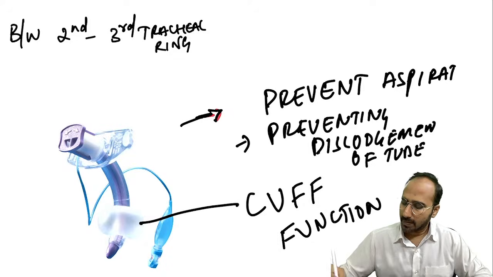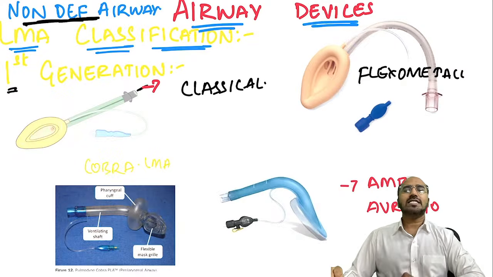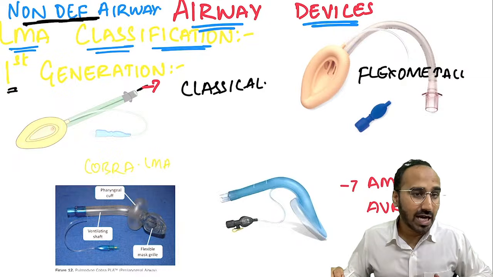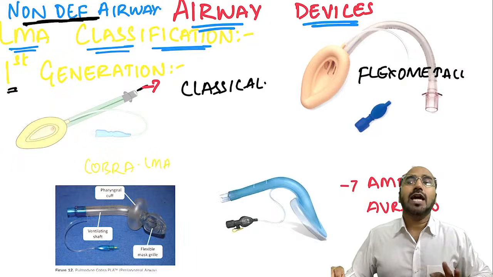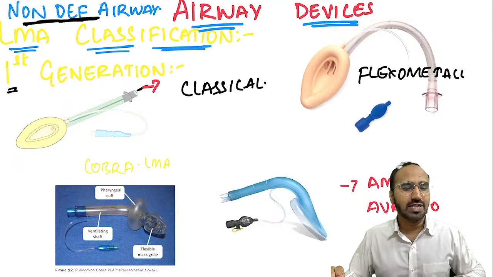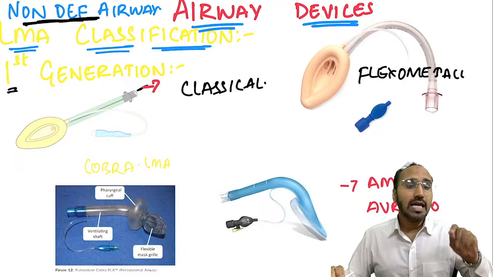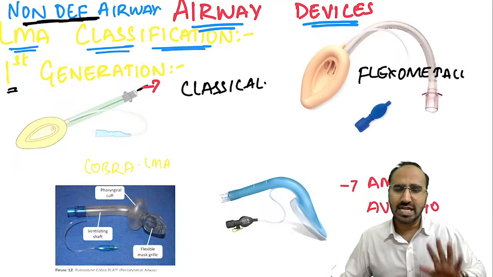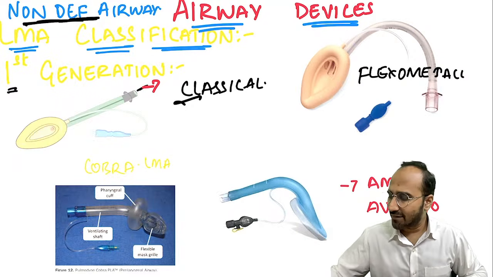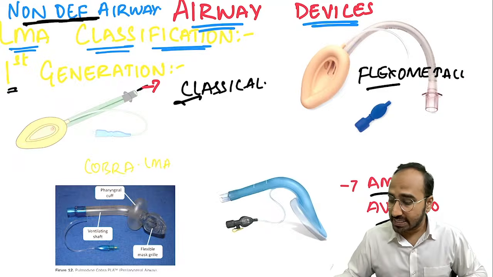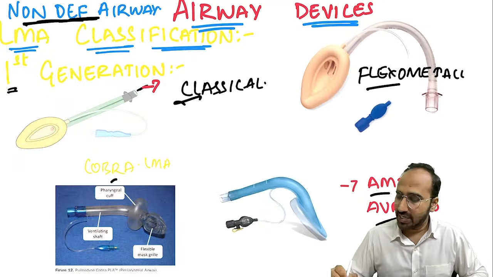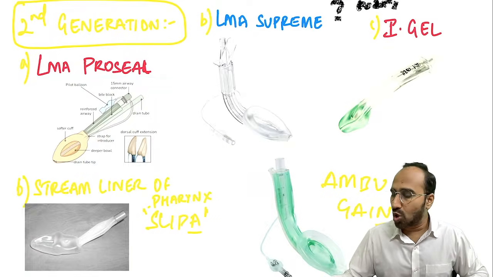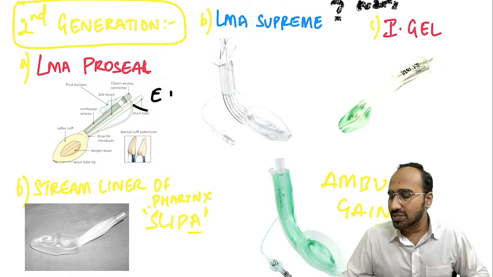Okay. Now, as we were discussing about LMAs, guys, remember our plan B was to introduce LMA. LMAs are of 2 types, first generation or second generation. First generation, when will we call? If only one opening is there, first generation. If one more opening you add, second generation. So LMA Classic is there, Flexometallic is there, Ambu Aura 40 is there, Cobra LMA. These are first generation LMAs. Second generation means what, guys? 2 openings are there. One more extra opening is given through which you can introduce the Ryle's tube. It's the esophageal opening.